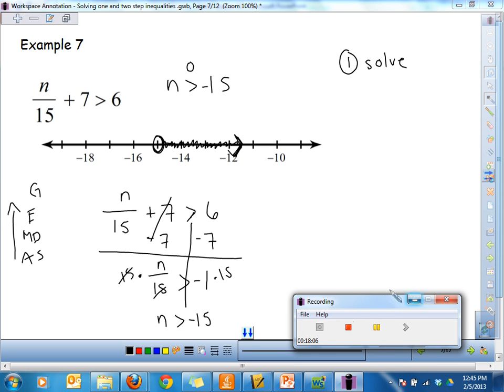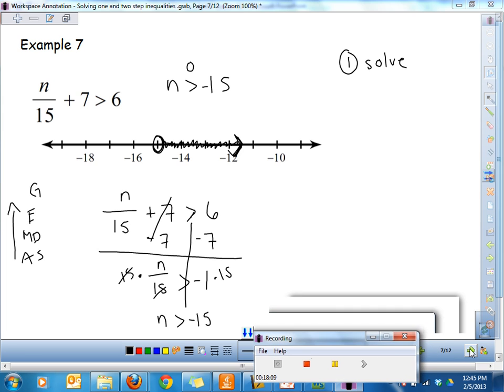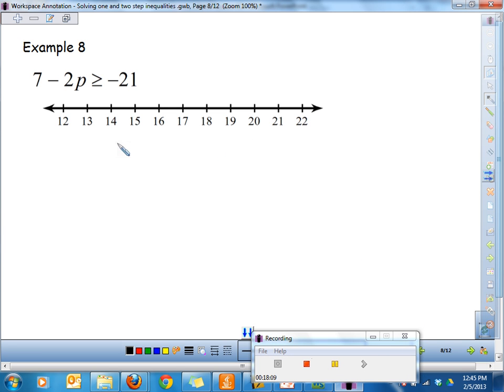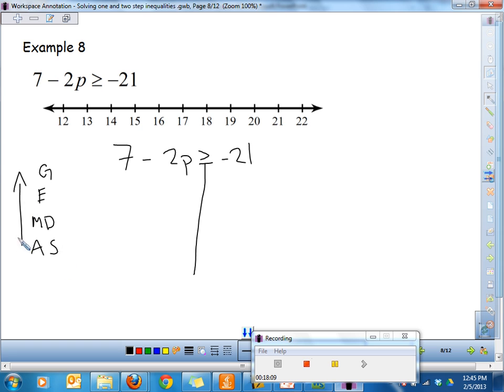All right, we're going to do 3 more examples so that you get plenty of practice. Let's take something like this: 7 minus 2p is greater than or equal to negative 21. Remember, our first thing we want to do is solve. So using reverse PEMDAS, is there any addition or subtraction that we need to get rid of?